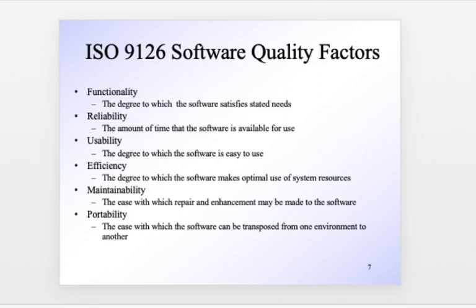Functionality is the degree to which the software satisfies the stated needs. Reliability is the amount of time that the software is available for use. Usability is the degree to which the software is easy to use. Efficiency is the degree to which the software makes optimal use of the system resources. Maintainability means the ease with which enhancement can be done, and portability is very obvious: how easy it will be for me to port this software from one platform into another.